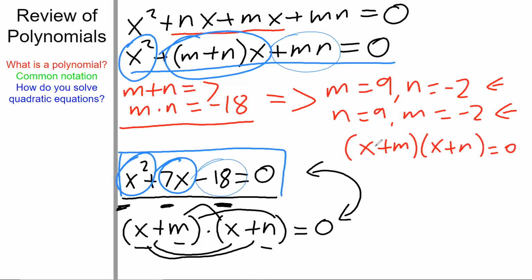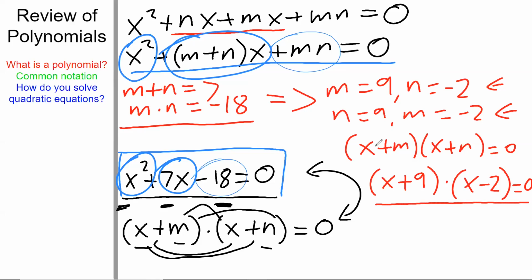Because saying that x plus 9 times x minus 2 equals 0 is the same thing as saying x minus 2 times x plus 9. So they're basically the same thing. So once we plug m and n back into our factored form, x plus 9 times x plus -2, which is the same as x minus 2, equals 0. Now, can anybody tell me what the solutions for x are here?